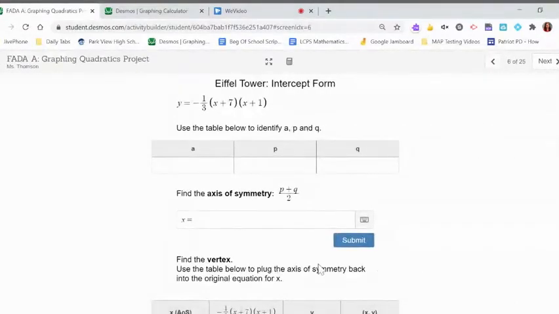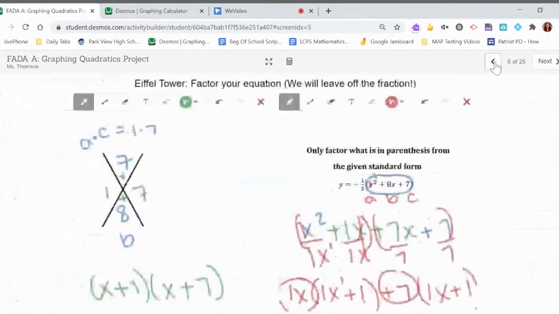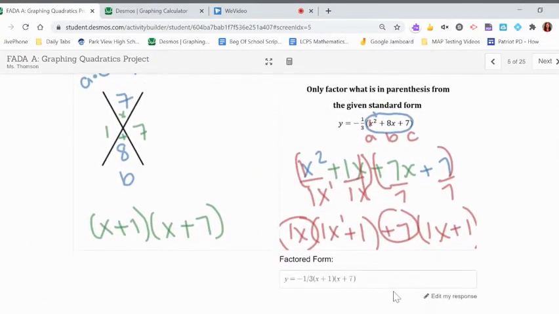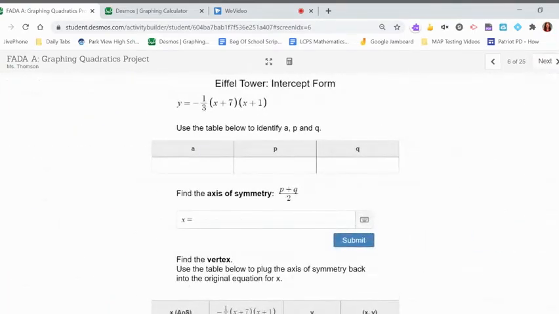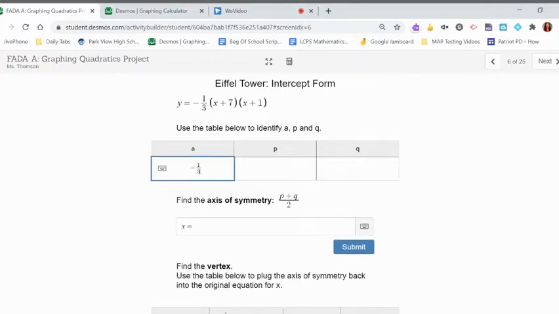All right, let's move on to the next part here, which is our intercept form. You'll notice our intercept form is actually the same as right here, our factored form. Okay, they're the same thing. We're going to use the table below to identify A, P, and Q. So my A is negative 1/3. That's this one. Remember, your P is always opposite. So I see x plus 7, I'm going to put a negative 7. Q, I see x plus 1, so I'm going to put a negative 1.